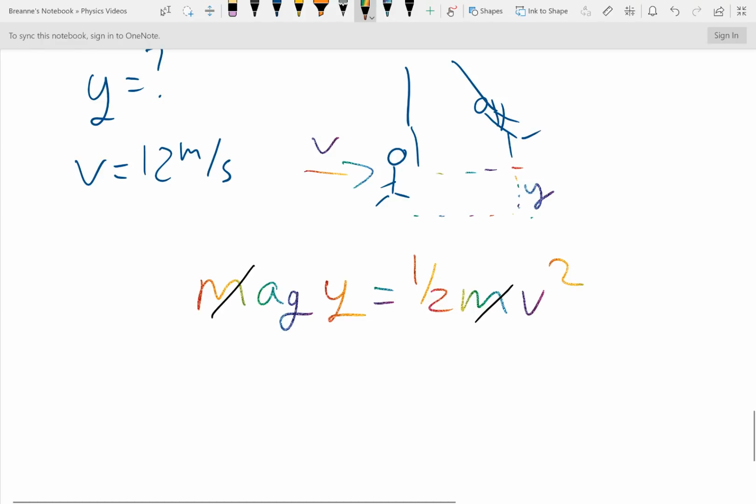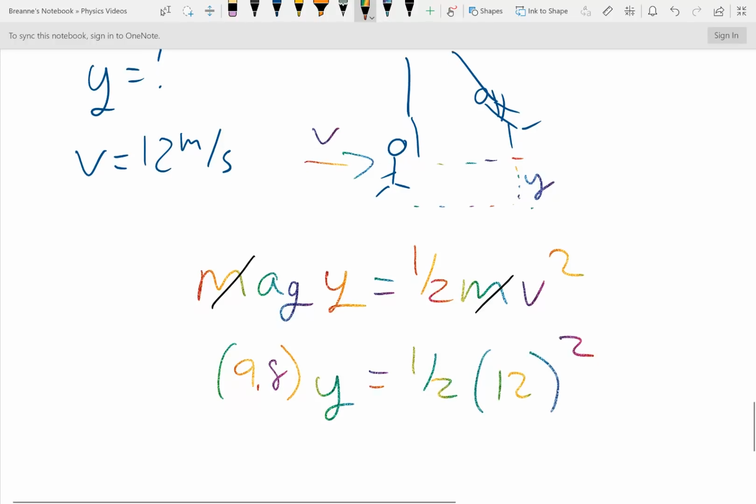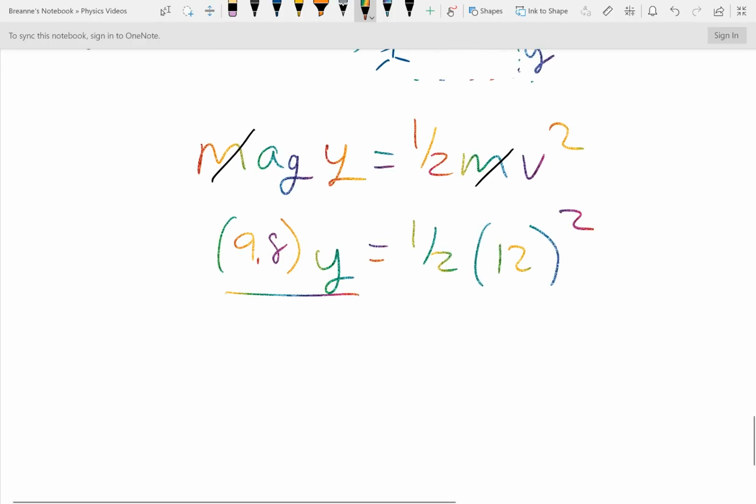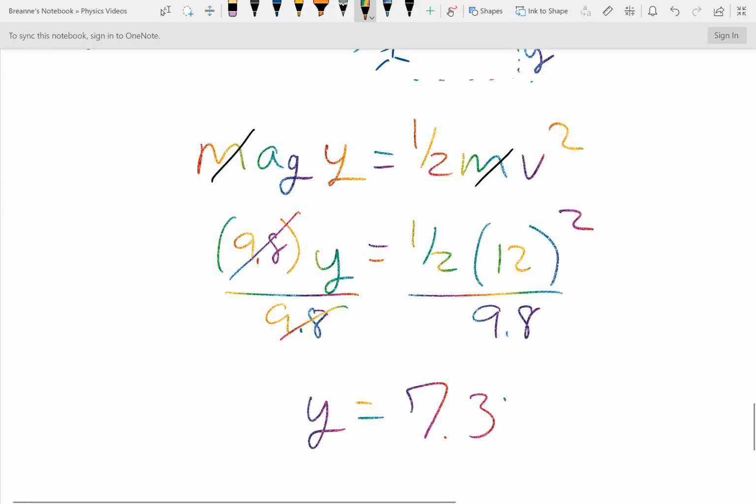So you have your acceleration due to gravity, which is 9.8. You're looking for your y equals 1/2, and you have your velocity. Do not forget to square it. Okay. Just want to make sure you all knew that. The opposite of multiply is divide. So you want y by itself, so you divide your 9.8 over. So you get 1/2 times 12 squared divided by 9.8. You plug that into your handy-dandy calculator, and you get 7.34 meters. There we go.